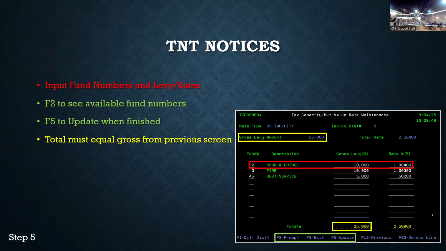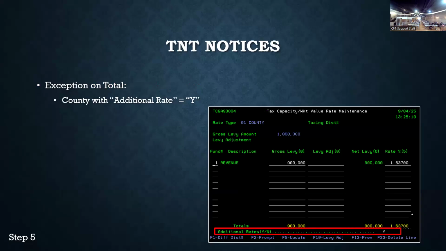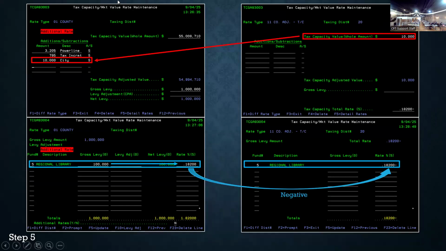The exception to that rule of totals is if you have an additional rate. On county, you can do an additional rate. This tends to be like the library that one of the cities doesn't pay, right? If you have an additional rate, at the bottom here you have to put in, yes, I have an additional rate. That means we will not make your total match your total. When you hit F5, instead of getting kicked out, you go back to that original screen.